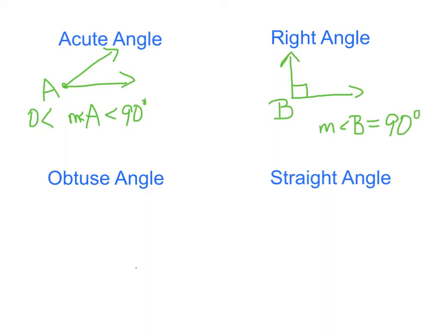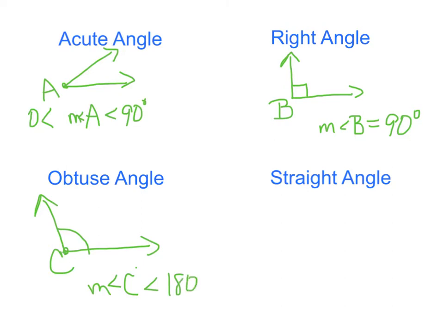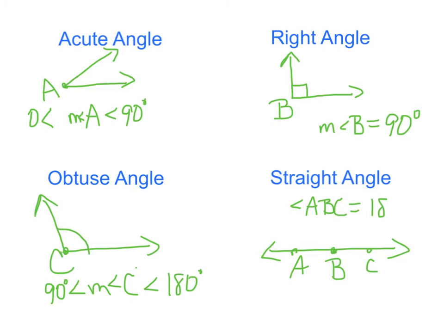An obtuse angle, we have this angle, and we'll call this angle C. If it's obtuse, then the measure of angle C has to be less than 180 degrees, but it also has to be greater than 90 degrees. A straight angle is exactly what it says. It is straight. If we call this angle ABC, then a straight angle has to equal exactly 180 degrees.